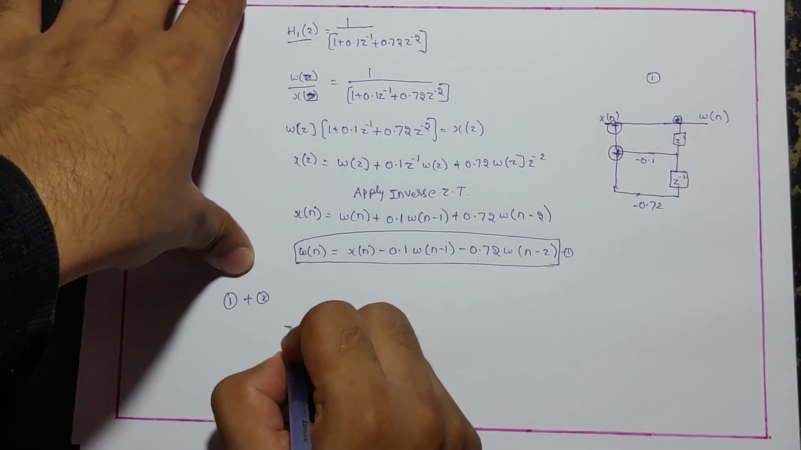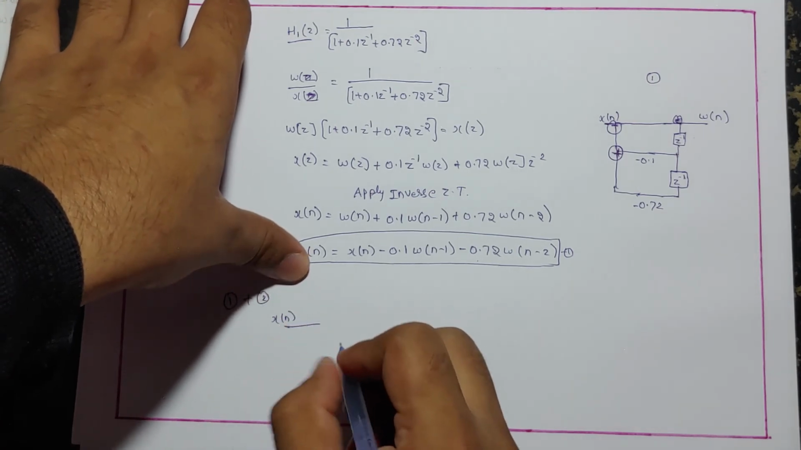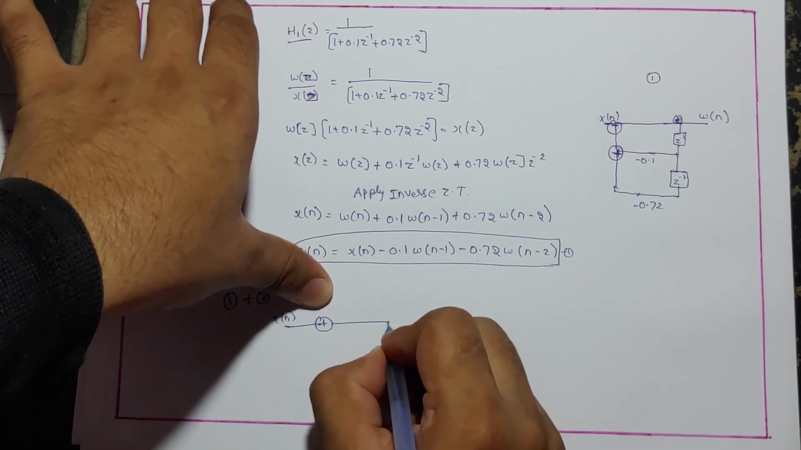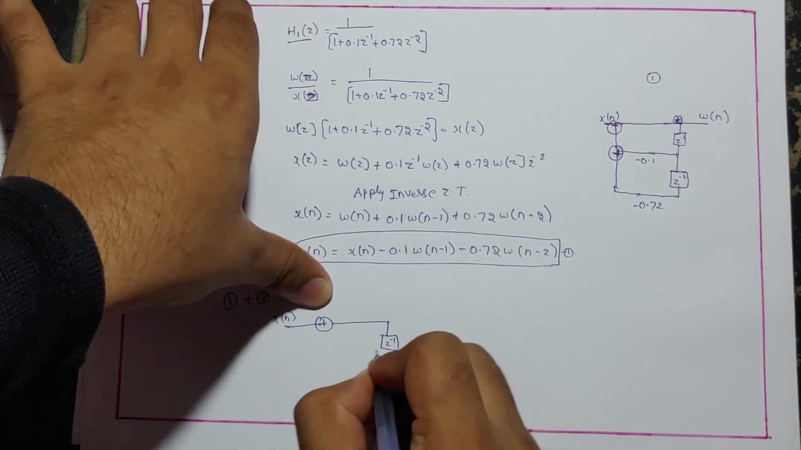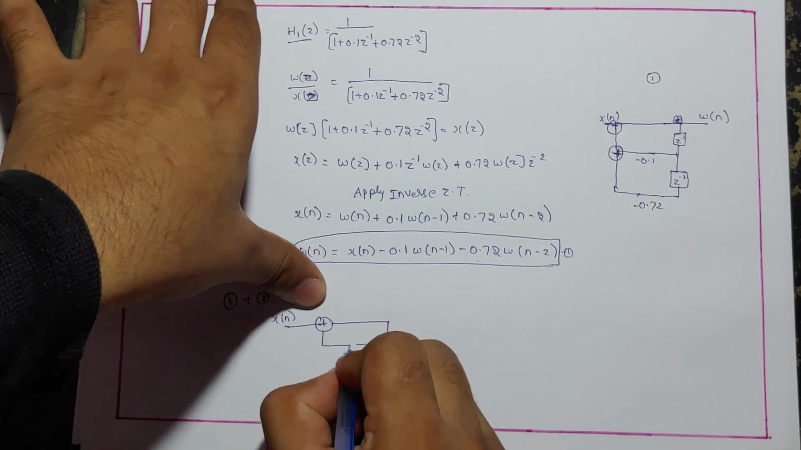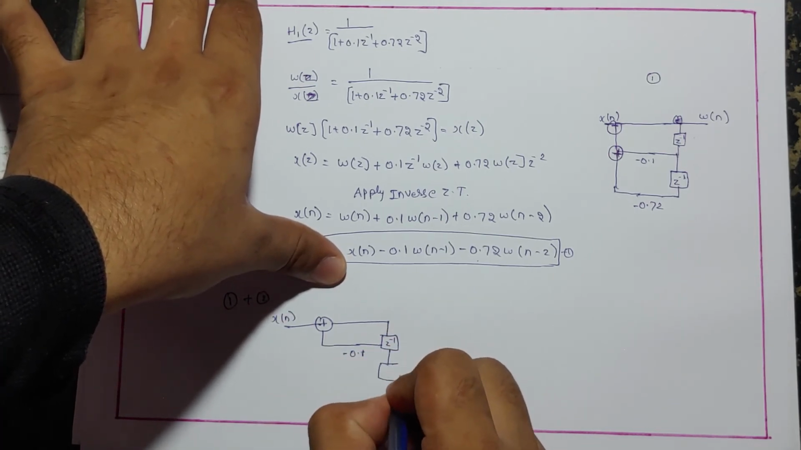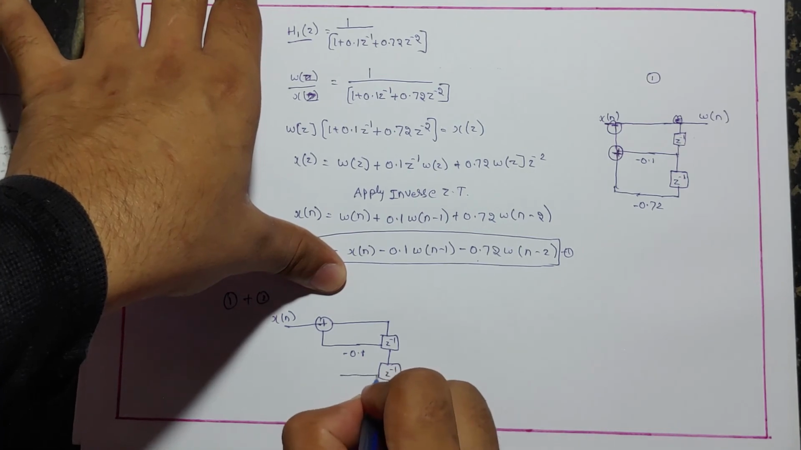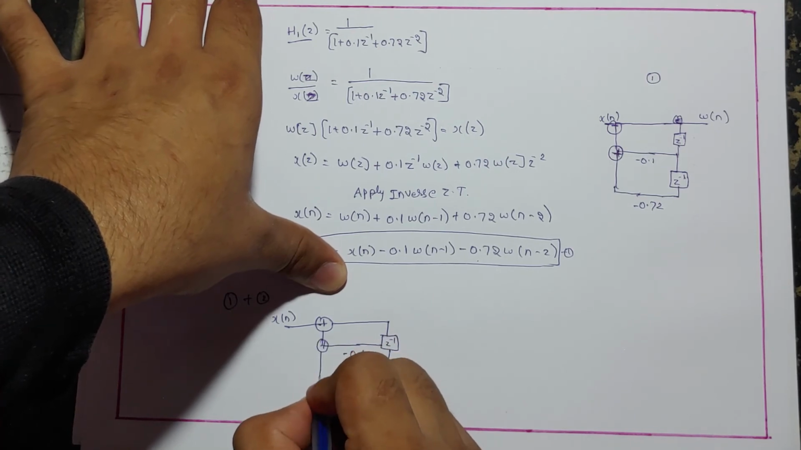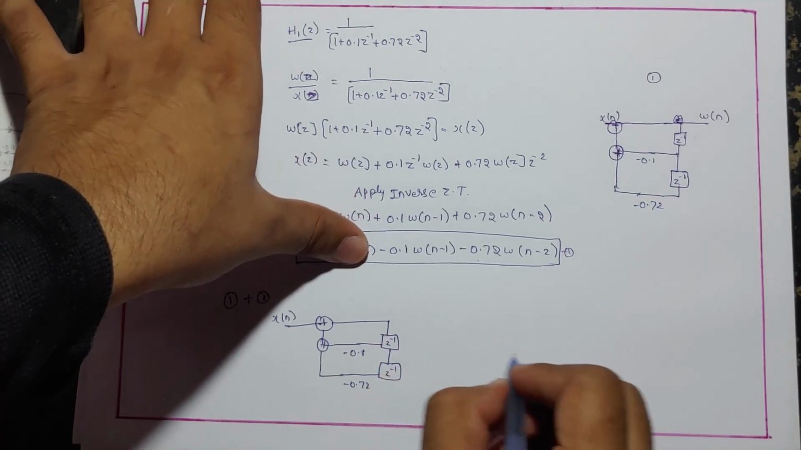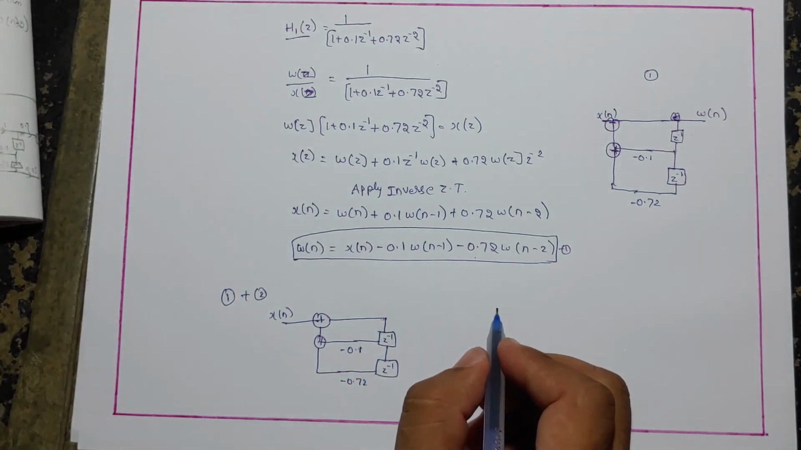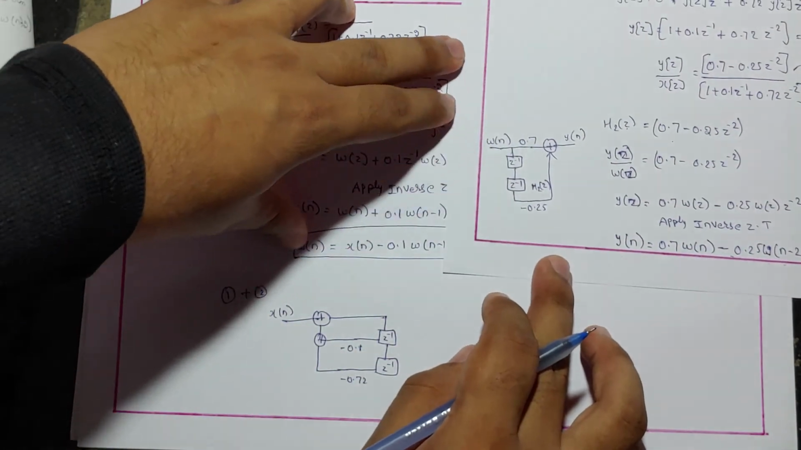That is equation 1, which has x of n as an input and adder element continued by a delay element, where the delayed output is multiplied by minus 0.1 and it is added, and another delay element where its output is multiplied by minus 0.72 and added to the previous output with a delay element. Then its output is given as input to the second system, where the second system output is here.